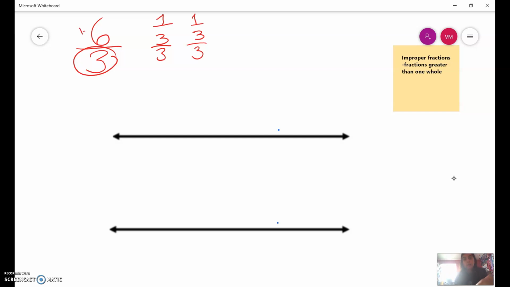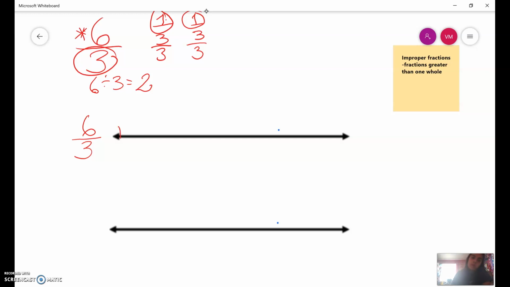So this one has 6/3, and I was able to make 2 whole pieces. Can you see your 2 wholes? So I already see 6/3 as 2, because another way you can see it is 6 divided by 3 equals 2 wholes. But that's when you get more comfortable with fractions. So I'm going to model 6/3 on this one.